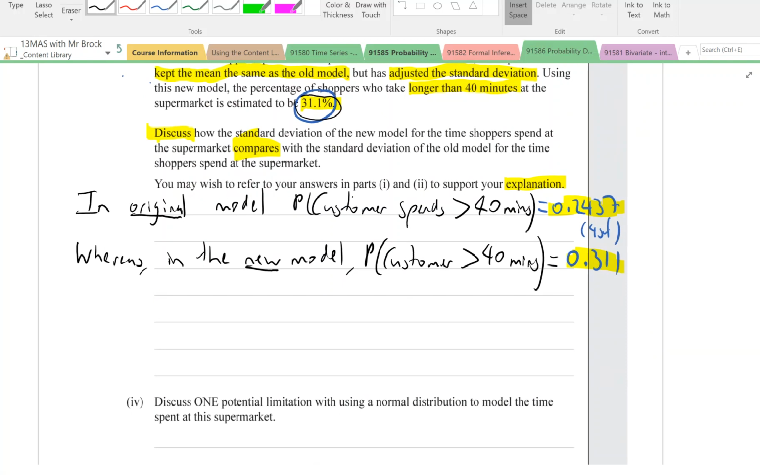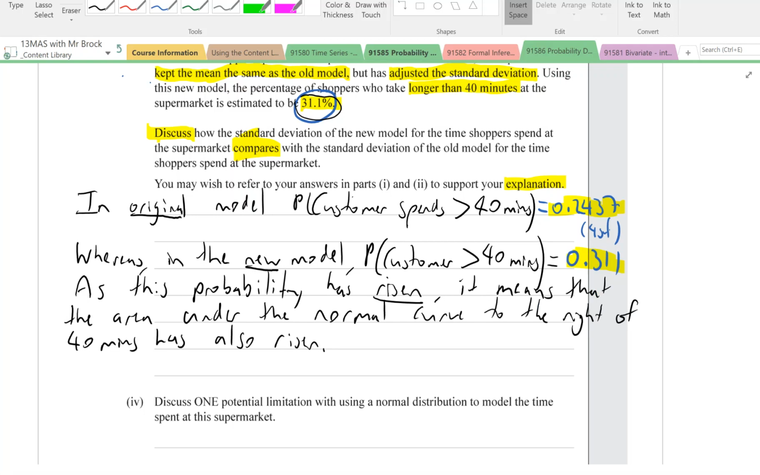So in the original model, the probability a customer spends over 40 minutes was 24.37%, whereas in the new model it's risen to 0.311, 31.1%. So as this probability has risen, it means that the area under the curve to the right of 40 has also risen. For this to happen without the mean changing tells us that the standard deviation must have increased.